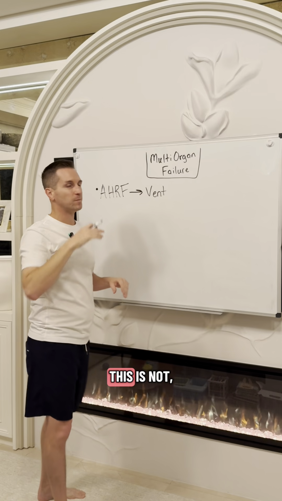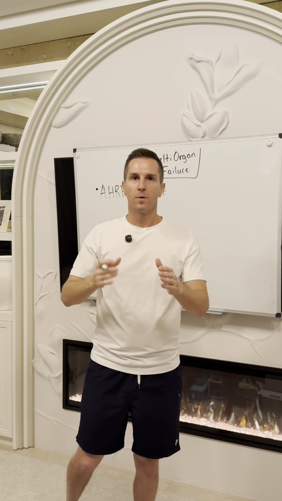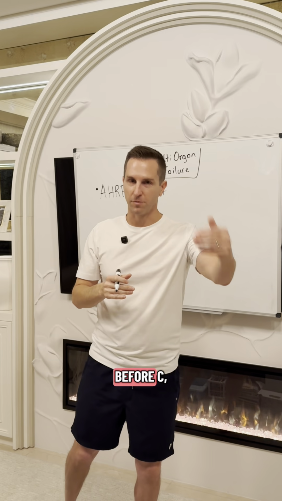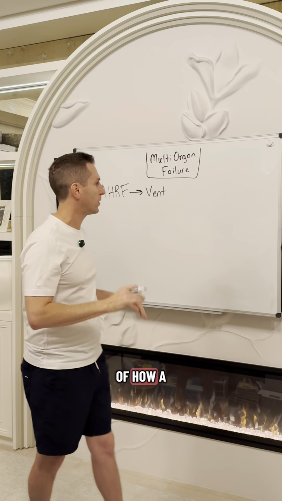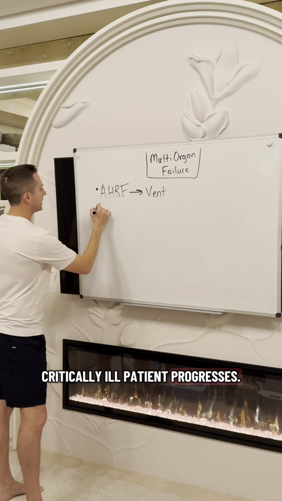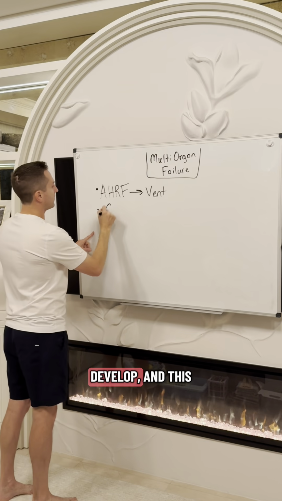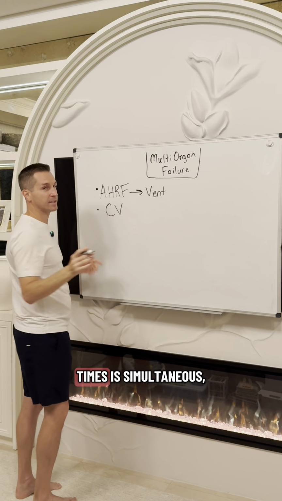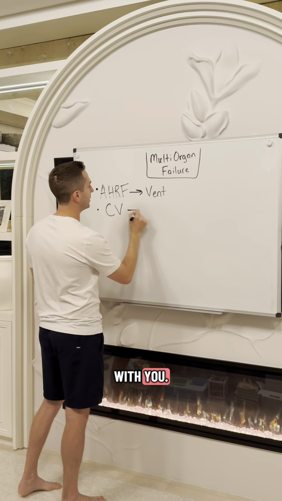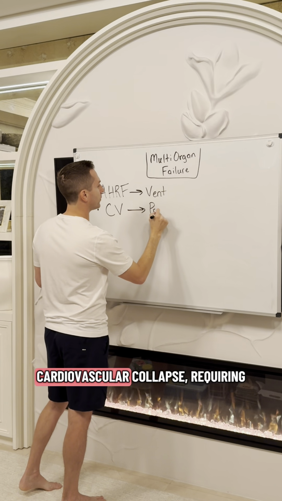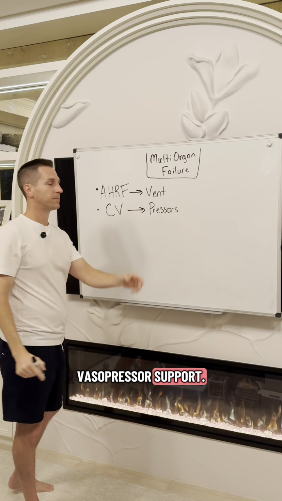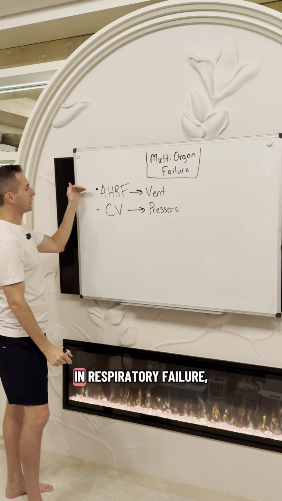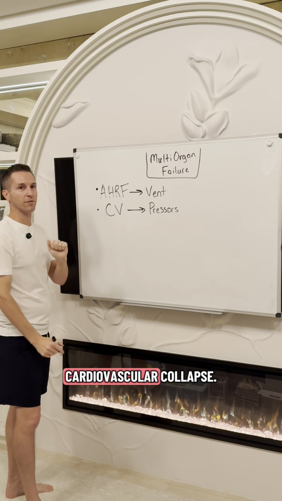Now again, this is not A comes before B, which comes before C, which comes before D, but typically this is kind of how a critically ill patient progresses. So then they develop, and this a lot of times is simultaneous, I'll be honest with you, cardiovascular collapse requiring vasopressor support, okay? So they're in respiratory failure, then they're in cardiovascular collapse.